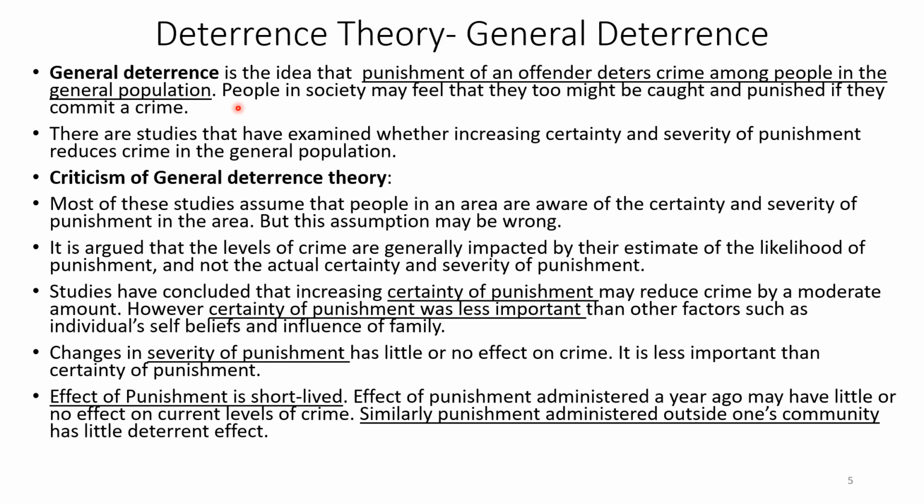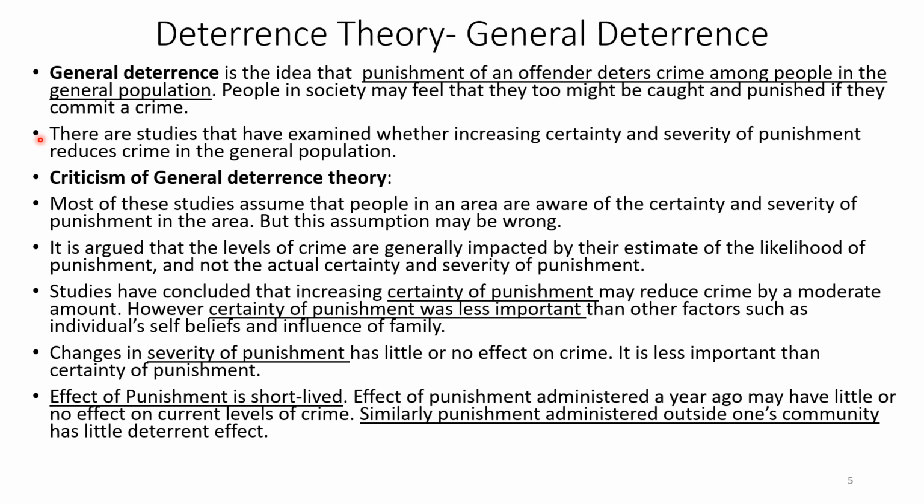General deterrence is the idea that punishment of an offender deters crime among people in the general population. This would mean that if an offender is caught and punished in society, it would send a larger message to others who may have a propensity to commit crime that they too might be caught and punished if they commit a crime. This sense of deterrence in the general population would result in the reduction of crime rates.